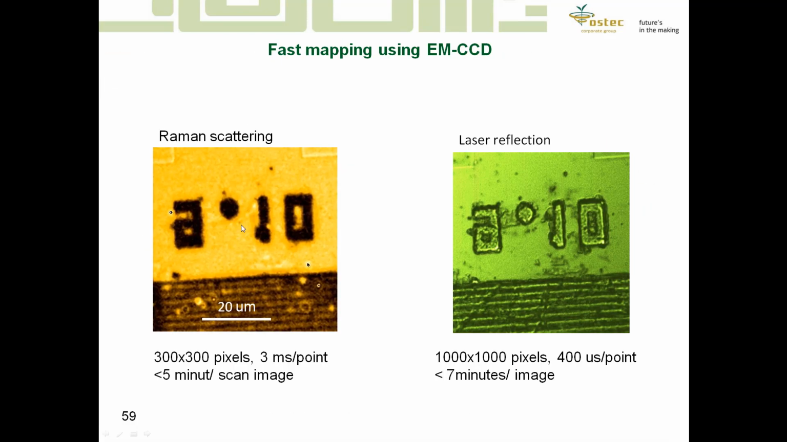Okay, let's go back a little. The main issue when you need to make a fast mapping is that the sample should produce a strong Raman signal, and in this case you can get really fast images. So up to 5 minutes for 300 by 300 pixels when you get the Raman band distribution, or laser intensity distribution, even with a higher amount of pixels.